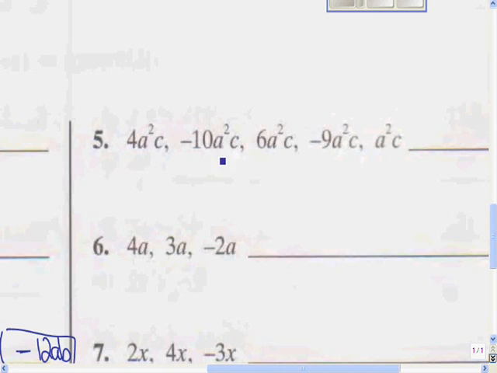Well, I have a negative 6a squared c. I'm going to put it with this positive a squared c, right? Well, a positive and a negative, I subtract. Well, what's 6a squared c minus 6a squared c? That's 0. So what I have left is a negative 9a squared c and a positive a squared c. Well, what's negative and a positive? I'm going to subtract. What's negative 9 minus 1? It gives me a negative 8a squared c.